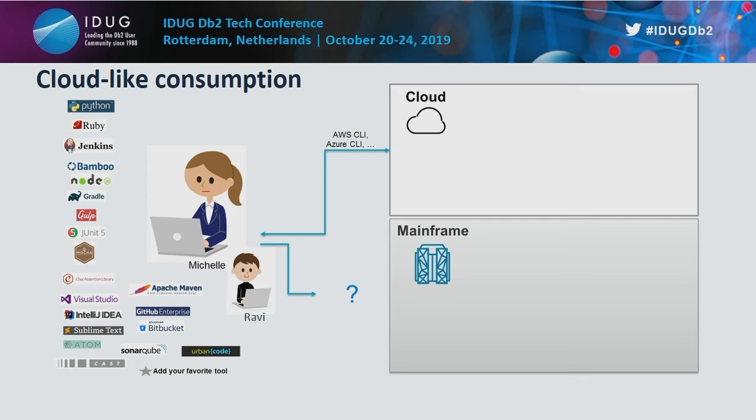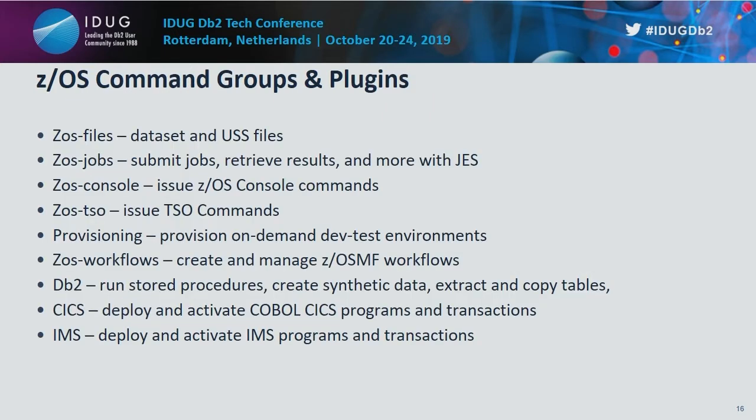So Michal would like to consume mainframe resources as she would any other cloud platform, such as AWS or Azure, using all of those tools. The command groups which are available in the basic package in Zowe are z/OS files. You can work with datasets, create them, delete them. z/OS jobs to submit, retrieve results. And then a group of z/OS console, to issue z/OS console commands, then you can issue TSO commands, you can do provisioning, and you can use z/OS workflows.